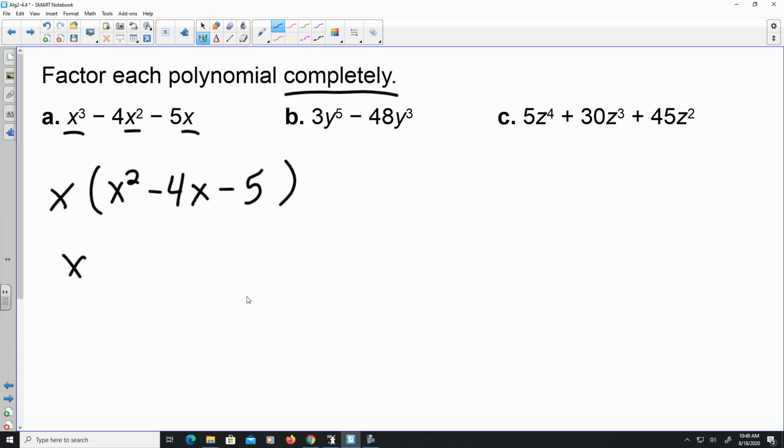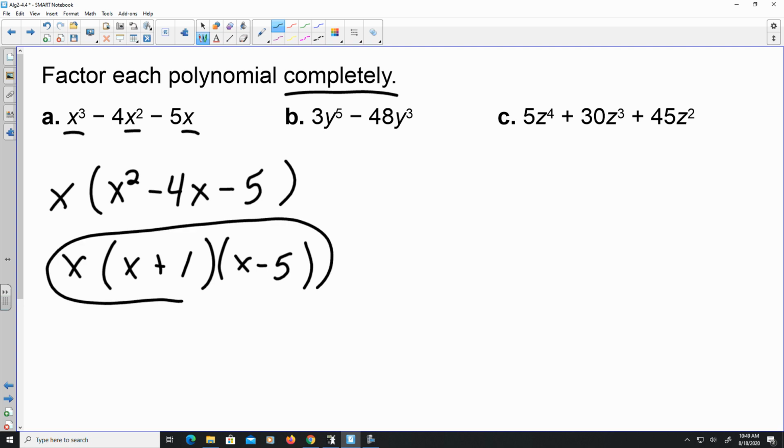So x goes here, parentheses, parentheses, x here and x here. They're going to be different signs because of the minus 5. The larger number is going to be attached to the minus because of the minus 4. Two values that give me a product of 5 but a difference of 4 are 5 and 1. And then the final thing is I just see if I need to factor any of those parentheses even further. x minus 5, no. x plus 1, no. And x, no. So this is my polynomial factored completely.